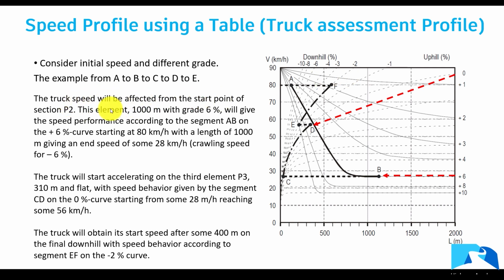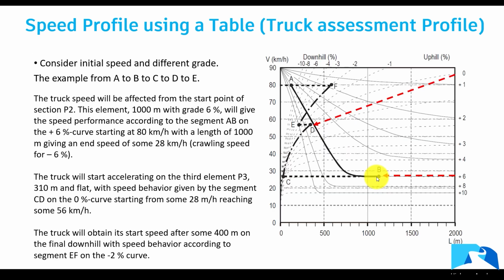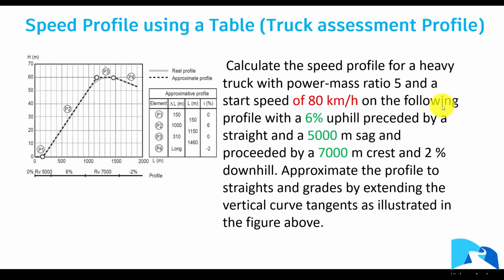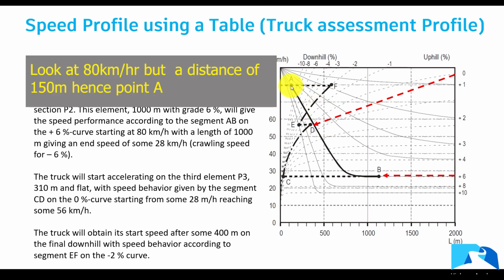Remember the track we talked about. The track will be affected from the start, let's say with 0.2. This element is 1,000 with a 6% grade. The first thing we are looking at is a case of 6% grade, at a distance we highlighted earlier, of 1,150. They told us that the start speed is 80 kilometers per hour, so we are going to start at 80 kilometers per hour, and we're going to look at the 6%.